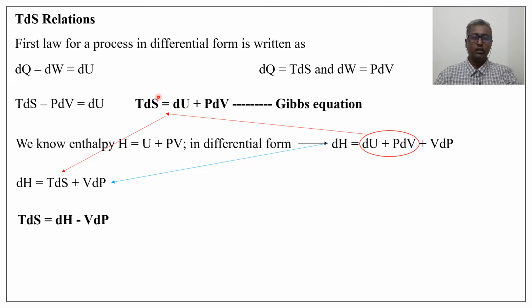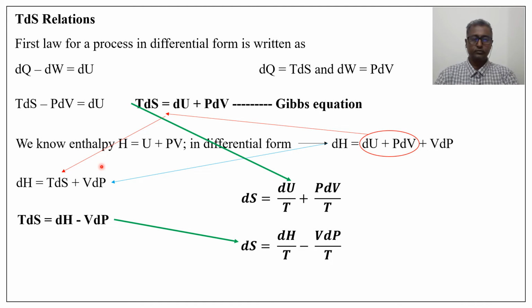Now, there are two equations for TdS. TdS equal to dU plus PdV, and TdS equal to dH minus VdP. These two equations give the change in entropy: dS is equal to dU by T plus PdV by T, or the change in entropy dS equal to dH by T minus VdP divided by T. To calculate the entropy change, we need to make use of these relations.